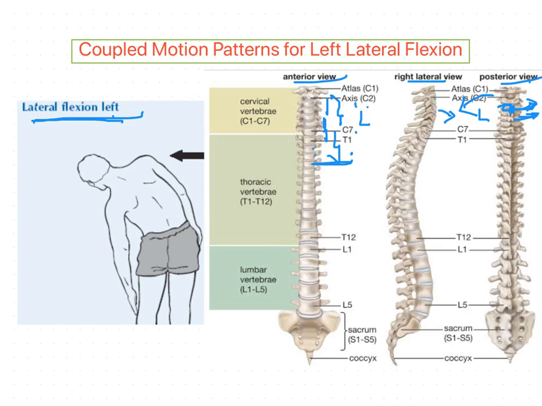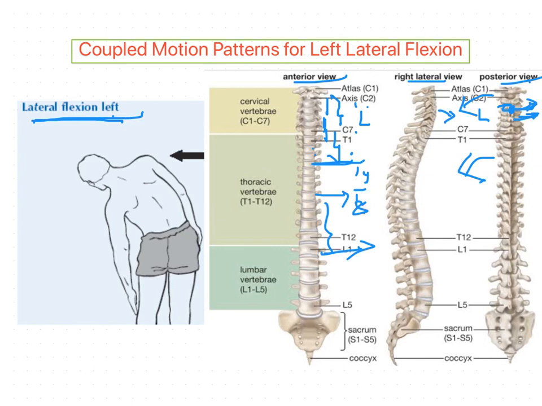One is mid thoracic, that is T4 to T8. And also lower thoracic, from T8 to L1, I am going to take. So I have considered the mid thoracic and lower thoracic. What is going to happen here? What is the spinal movement? Again left lateral flexion.